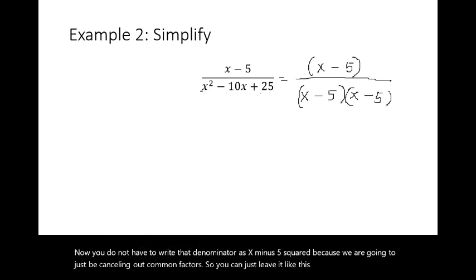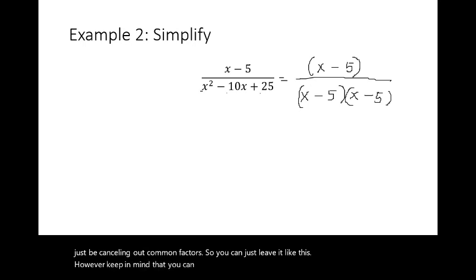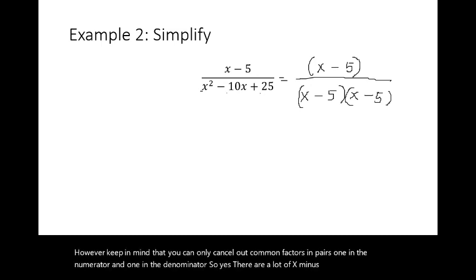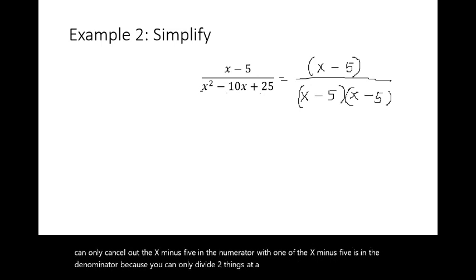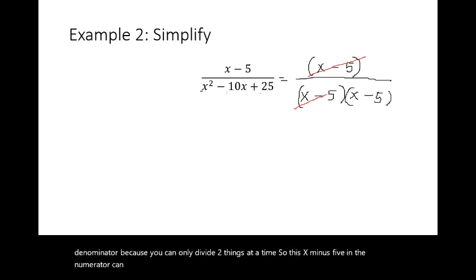However, keep in mind that you can only cancel out common factors in pairs: 1 in the numerator and 1 in the denominator. So yes, there are a lot of x minus 5s here. However, you can only cancel out the x minus 5 in the numerator with one of the x minus 5s in the denominator, because you can only divide two things at a time. So this x minus 5 in the numerator can cancel out with either of these x minus 5s in the denominator. Doesn't matter which one.